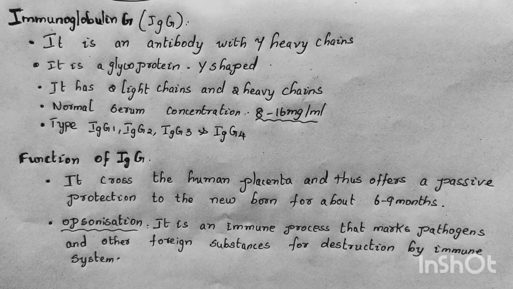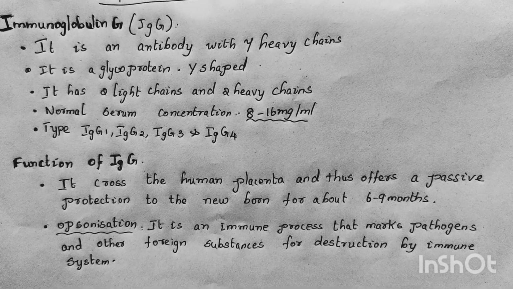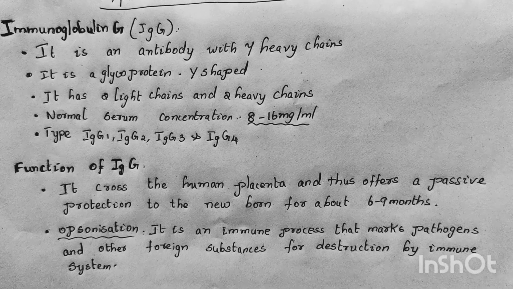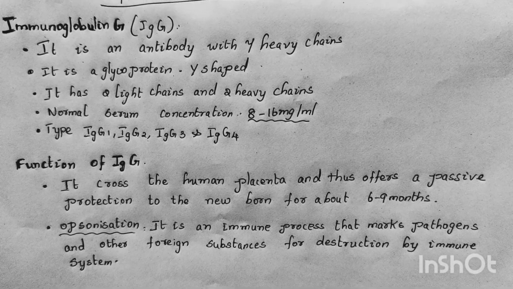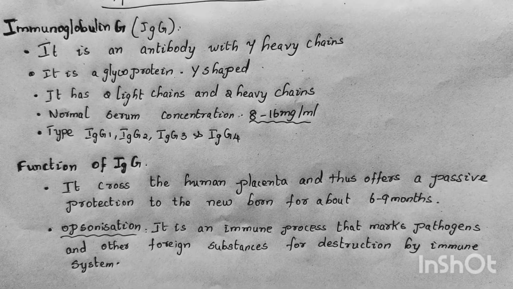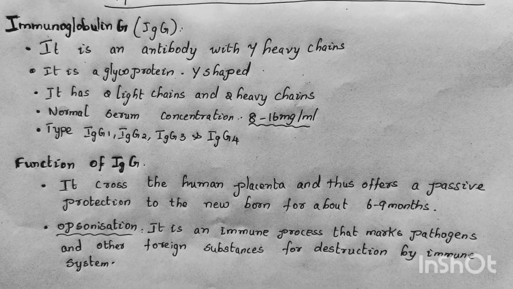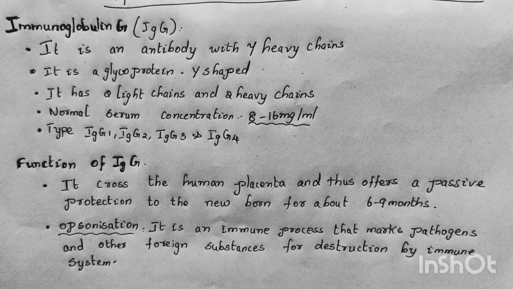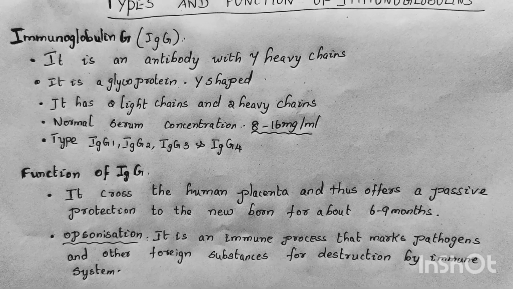Function of IgG. It crosses the human placenta and thus offers passive protection to the newborn for about 6 to 9 months. That means there is no need to give anything else from the outside. And what is the next one? Opsonization. It is an immune process that marks pathogens and other foreign substances for destruction by the immune system.